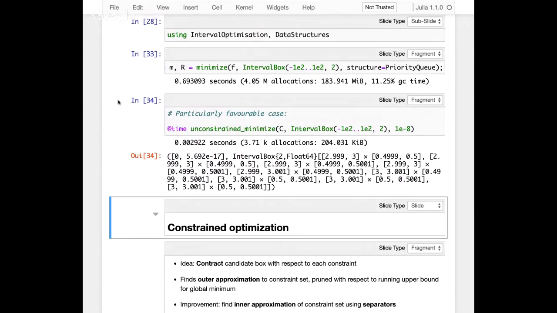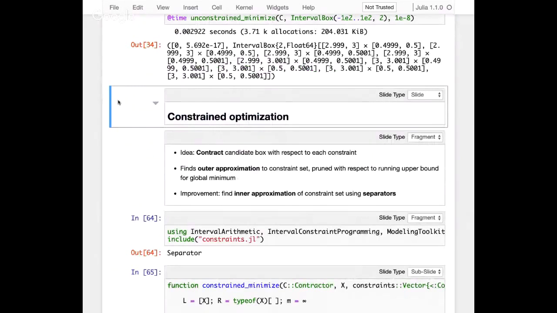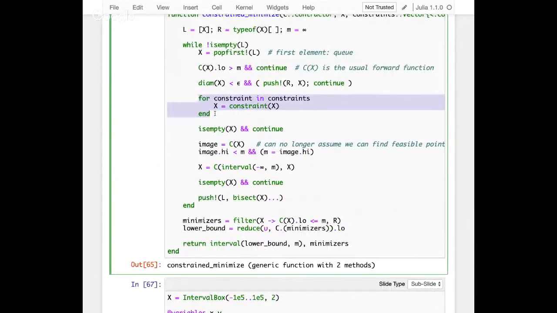And then I can do constrained optimization. Each constraint in my constrained optimization problem becomes a contractor. It's the same code, except that now for each constraint, I'm going to take my box and contract that box according to the constraint, which is that little piece of code there. And so now I can do constrained optimization.